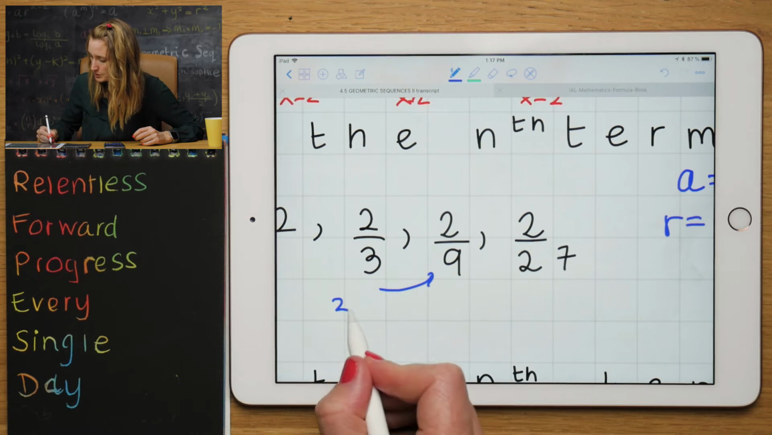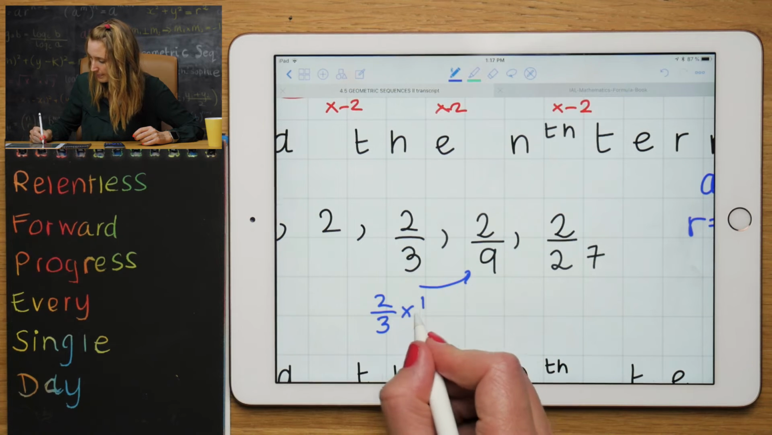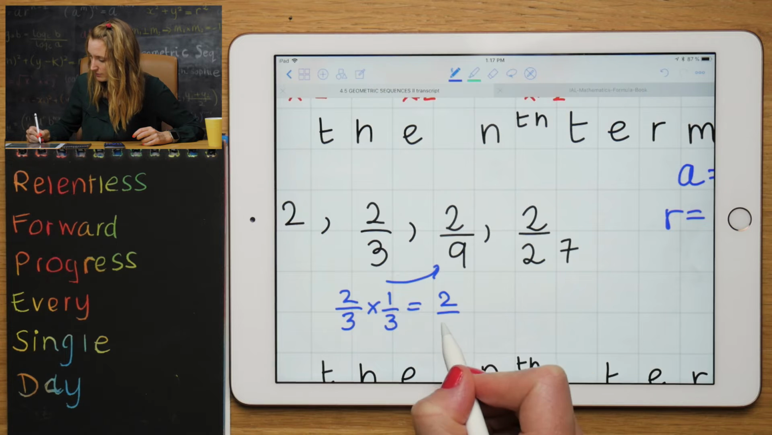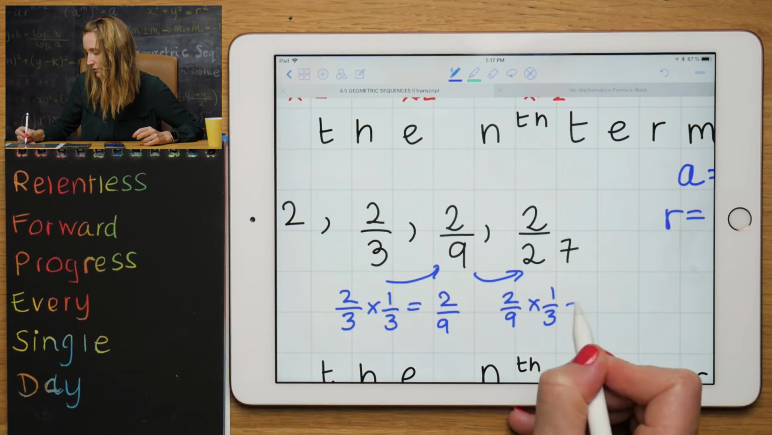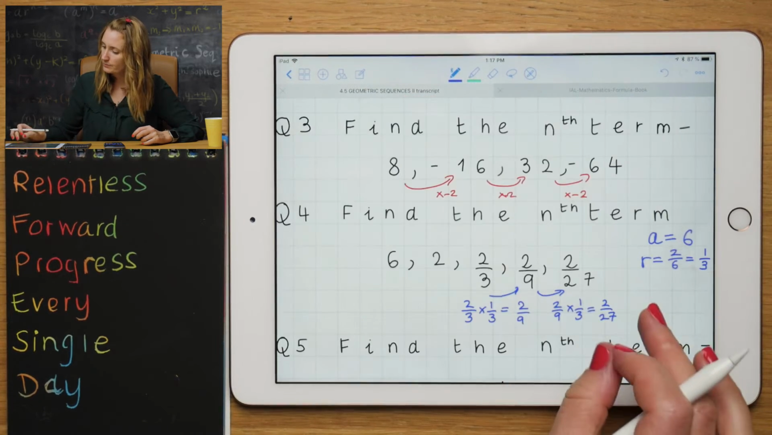So for example, 2 over 3 times r, 1 over 3. That gives me 2 times 1 is 2, and 3 times 3 is 9. That's correct. And 2 over 9 times 1 over 3. 2 times 1 is 2. 9 times 3 is 27.